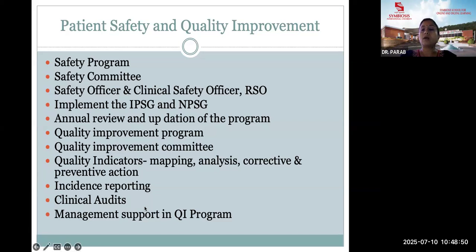Clinical audits are basically a study of our own clinical treatment, the clinical management that we give for our patients. And you map or match them, compare them with standard guidelines, standard protocols. And the last point talks about the management support in this quality improvement program. Management should allocate a budget and support these people who are working towards achieving quality and safety.